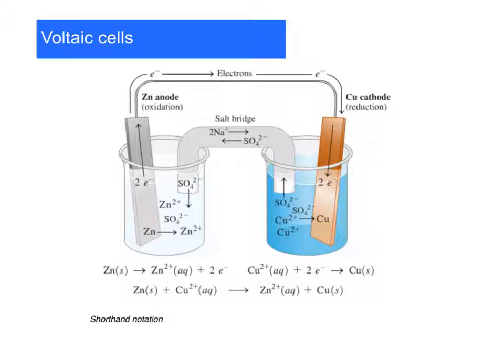So the salt bridge is a tube that's filled with an aqueous solution of some salt. It just has to have positive and negative ions. They don't participate in the reaction, but they're necessary to keep the charge balanced.